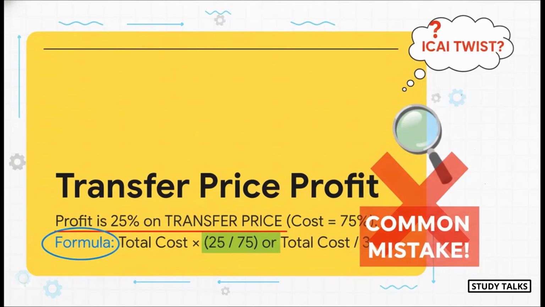Now, stop. Everybody focus. This is so important. The question says profit is 25% on transfer price, not on cost. This is a classic ICAI twist to catch you out. Now, if profit is 25% of the selling price, that's 1/4, right? Then the cost must be the other 3/4. So to find the profit, you take the total cost and multiply it by 25/75, which is the same as just dividing by 3. Please, whatever you do, don't just calculate 25% of the cost.